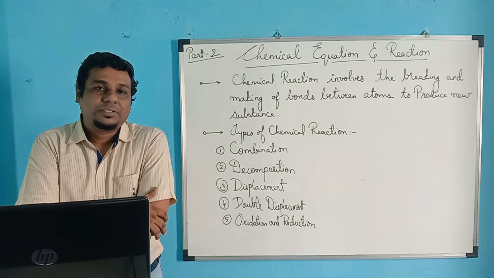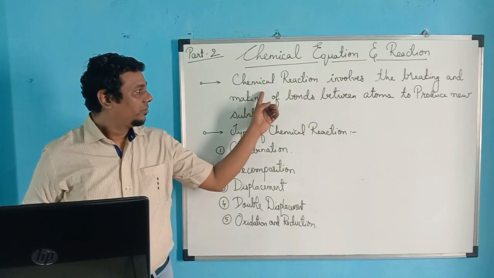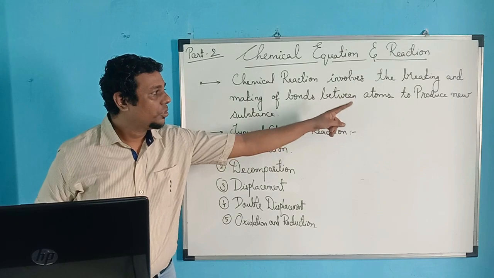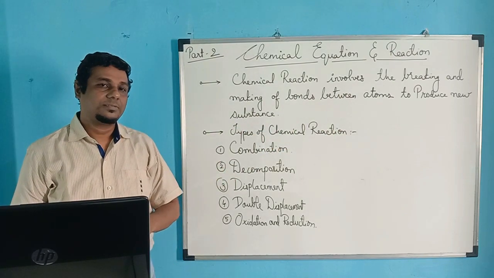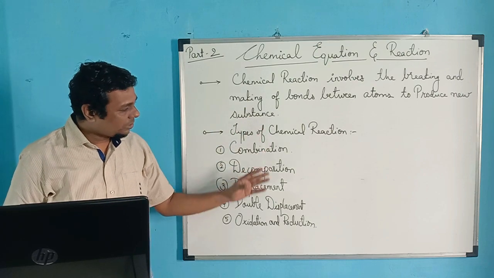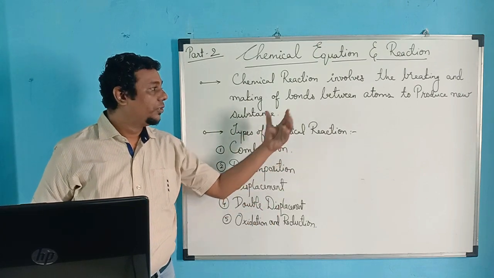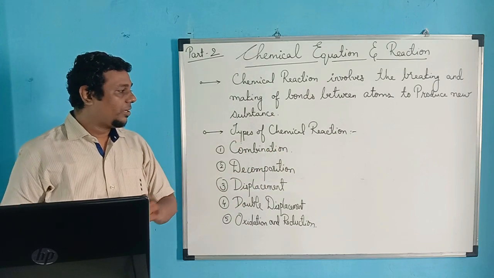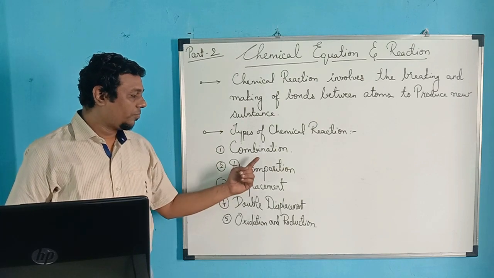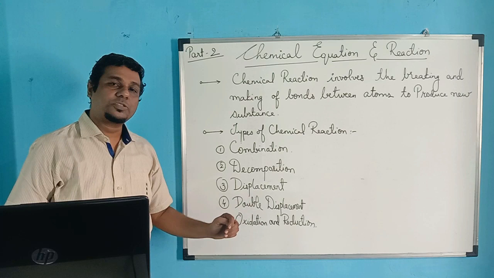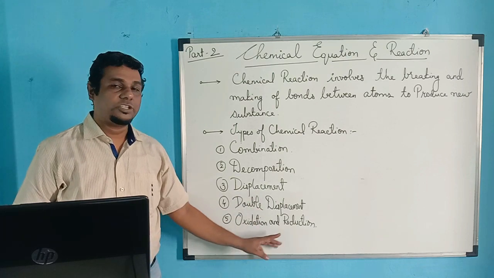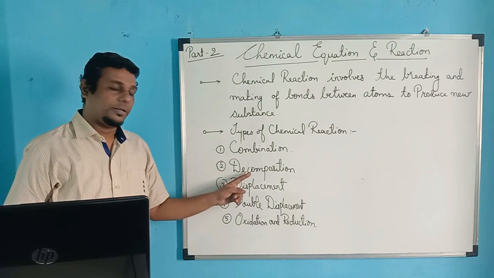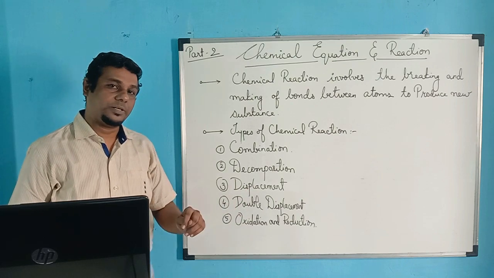So now let's start. A chemical reaction involves the breaking and making of bonds between atoms to produce new substances. That means in all these reactions you will get new products with new properties. The types of chemical reaction that we are going to refer to are combination, decomposition, displacement, double displacement, oxidation and reduction. In this video, we will be focusing on combination, decomposition, displacement and double displacement.